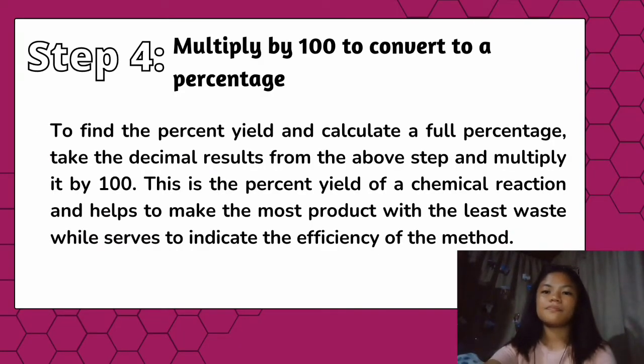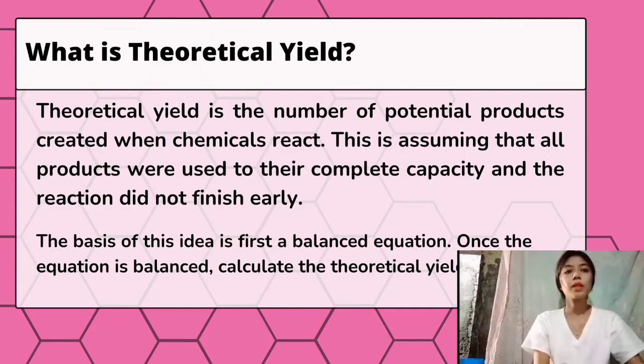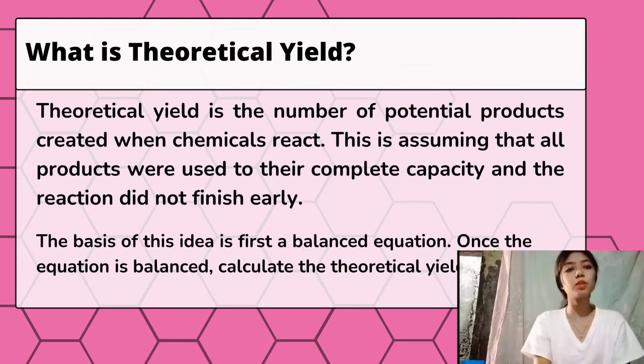Fourth step, multiply by 100 to convert to a percentage. To find the percent yield and calculate a full percentage, take the decimal results from the above step and multiply it by 100. This is the percent yield of a chemical reaction and helps to make the most product with the least waste while serving to indicate the efficiency of a method. If there is percent yield, there is also theoretical yield. What is theoretical yield?